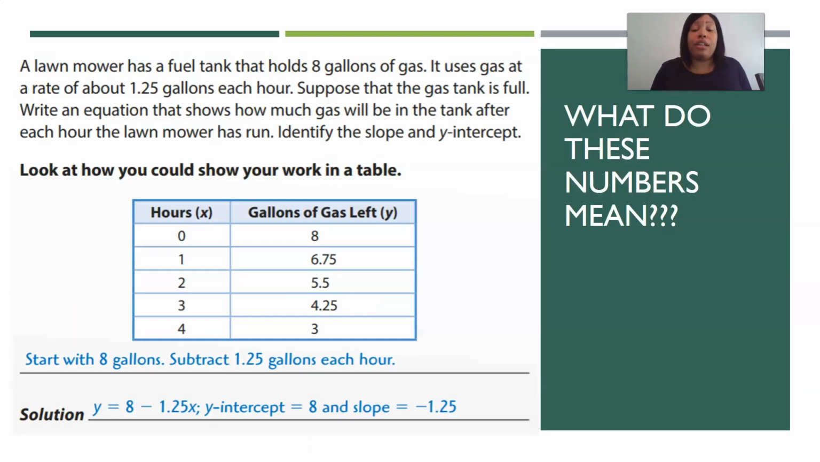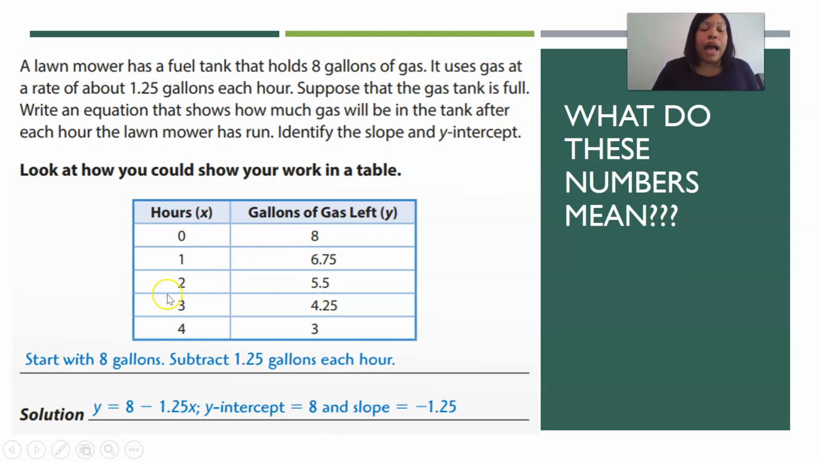So let's get into actually seeing, well, what do these numbers mean? The first description that we have, y'all, is the lawnmower has a fuel tank that holds up to 8 gallons of gas. It uses gas at the rate of 1.25 gallons each hour. Suppose that the gas tank is full. Write an equation to show how much gas will be in the tank after each hour the lawnmower runs, and then identify the slope. Again, like we said, we're not going to worry about identifying slope because I want our main focus to stay on interpreting what it means.